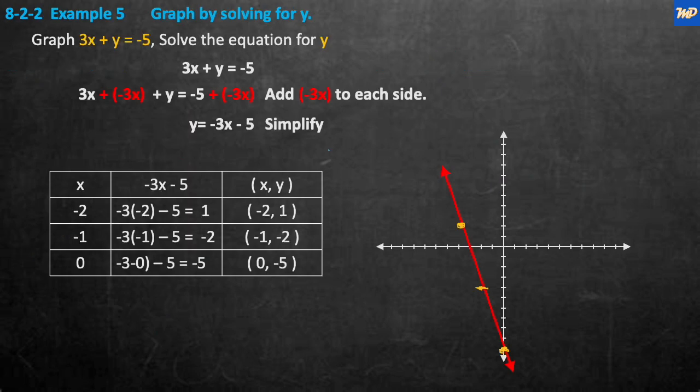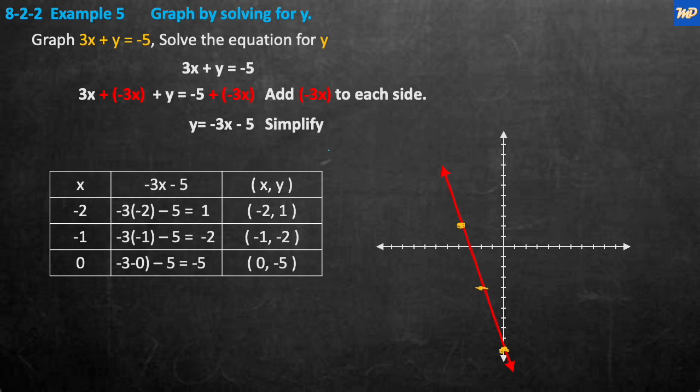Okay, example 5, graph by solving for y. Now they want us to do everything, right? We got the equation. We're going to solve for y, and then we're going to plug in some values and get the points on our graph. We're going to pinpoint them on the graph, and then we're going to draw a line through it so you can see the representation of this equation that we're graphing. And this is a straight line, and there it is.